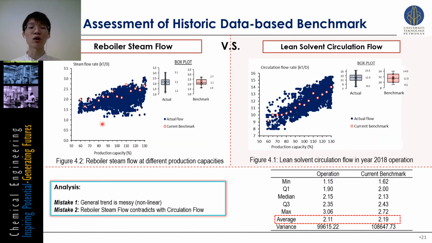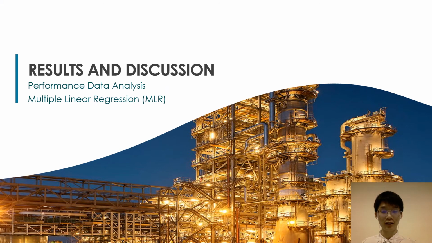So from here, what we can conclude is that this reboiler steam flow benchmark is actually contradicting with this lean solvent circulation flow, which means that both of this benchmark are inaccurate and left questionable. Moving on next, let's proceed to the results and discussions of the multiple linear regression models.